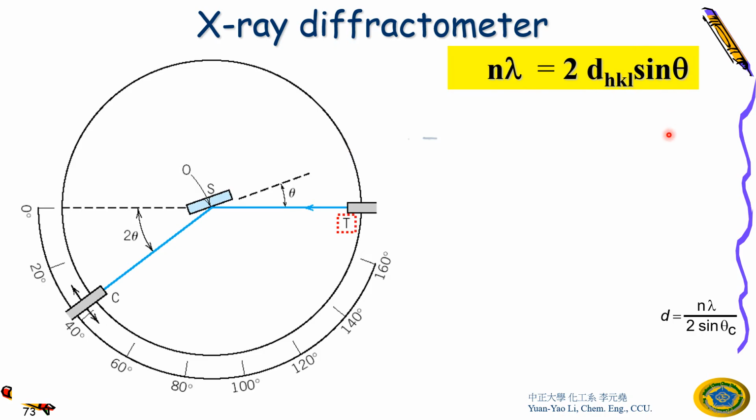Okay, and then T is the X-ray source. You know, the X-ray tube here. You already learned this X-ray. So we produce the X-ray beam and shoot from the right to the left. Okay, S is the specimen. So you put a specimen here.